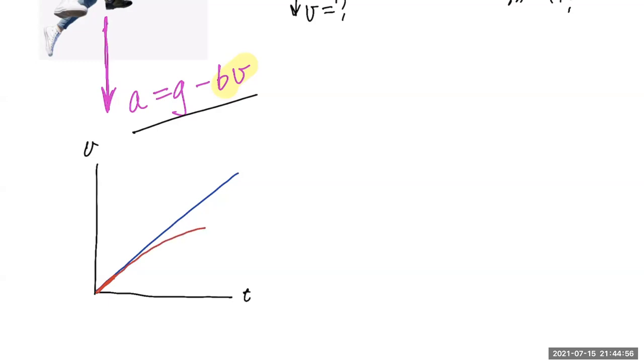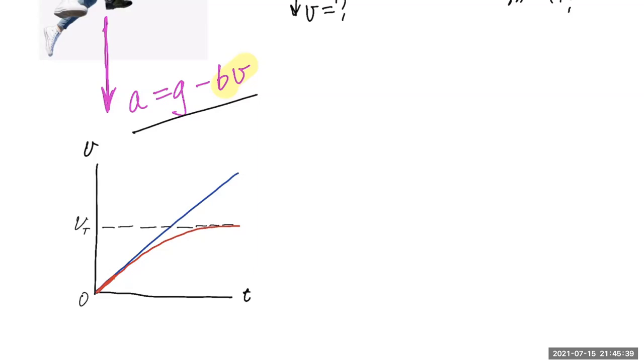Now, at some point, you're going so fast that g minus bv equals 0, because v is so large. What is the acceleration now? 0, which means you can no longer accelerate because the acceleration is now 0. Then we say you have reached terminal velocity. So it becomes totally flat, and if I were to draw a line parallel to the t-axis, I'm going to get this. That is called terminal velocity, vt.